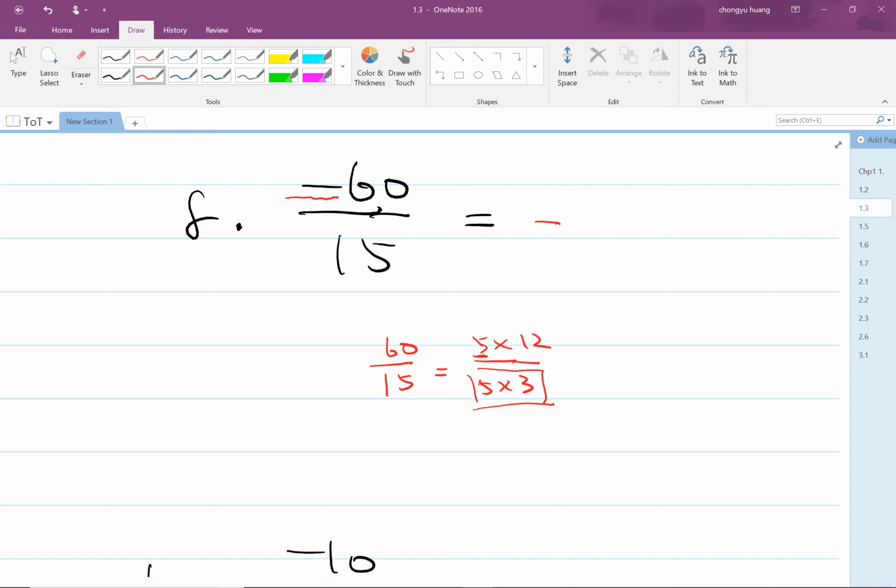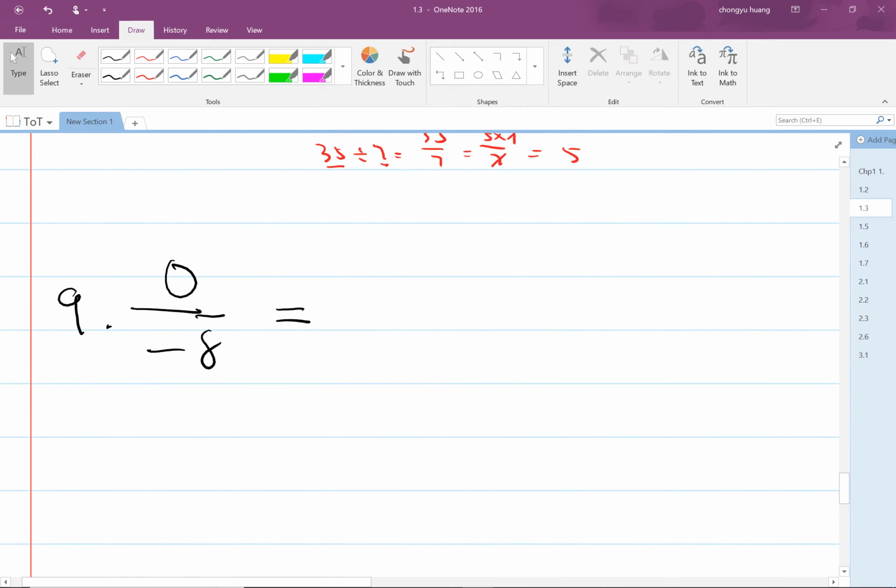5 multiplied by 12 is actually 60. So you want to get 5 cancelled, right? And then things start to become easy, because 3 multiplied by 4 is 12. So now everything gets cancelled, and the only thing left is 4, so the answer is going to be negative 4, right?